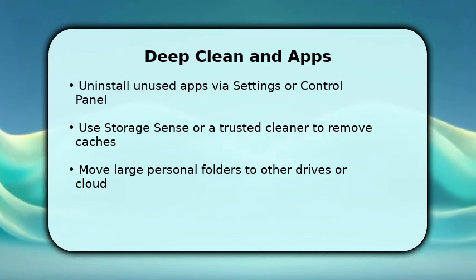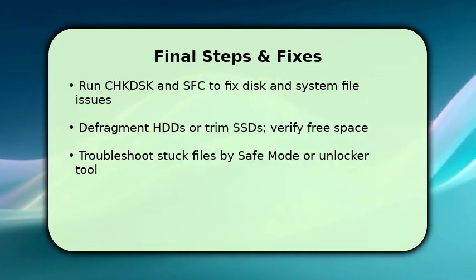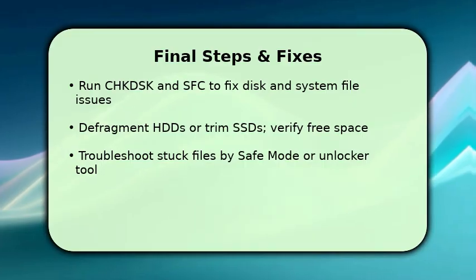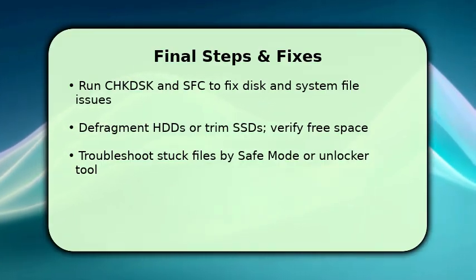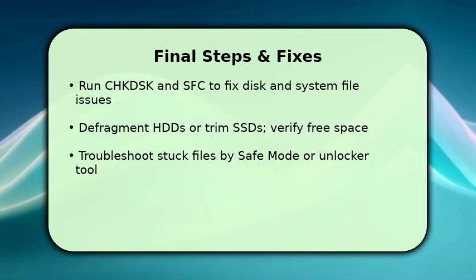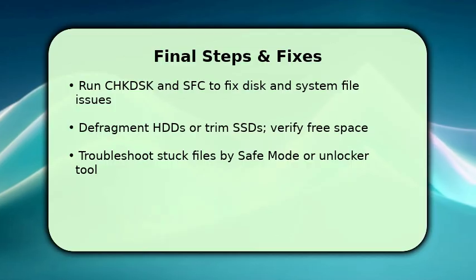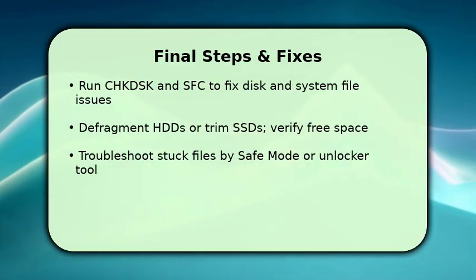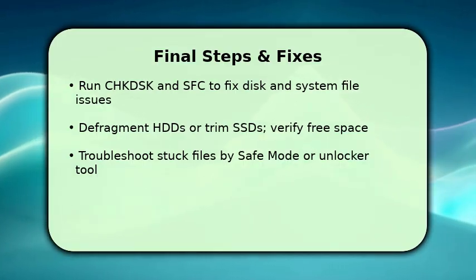Run chkdsk for disk errors and sfc to repair system files, because corrupted entries can waste space or block cleanup. If you use an HDD, defragment. For SSDs, run trim or optimize to maintain performance and accurate free space reporting. Once done, verify free space and adjust page file or system restore if necessary. If a file won't delete, boot into safe mode or use an unlocker tool to remove it.